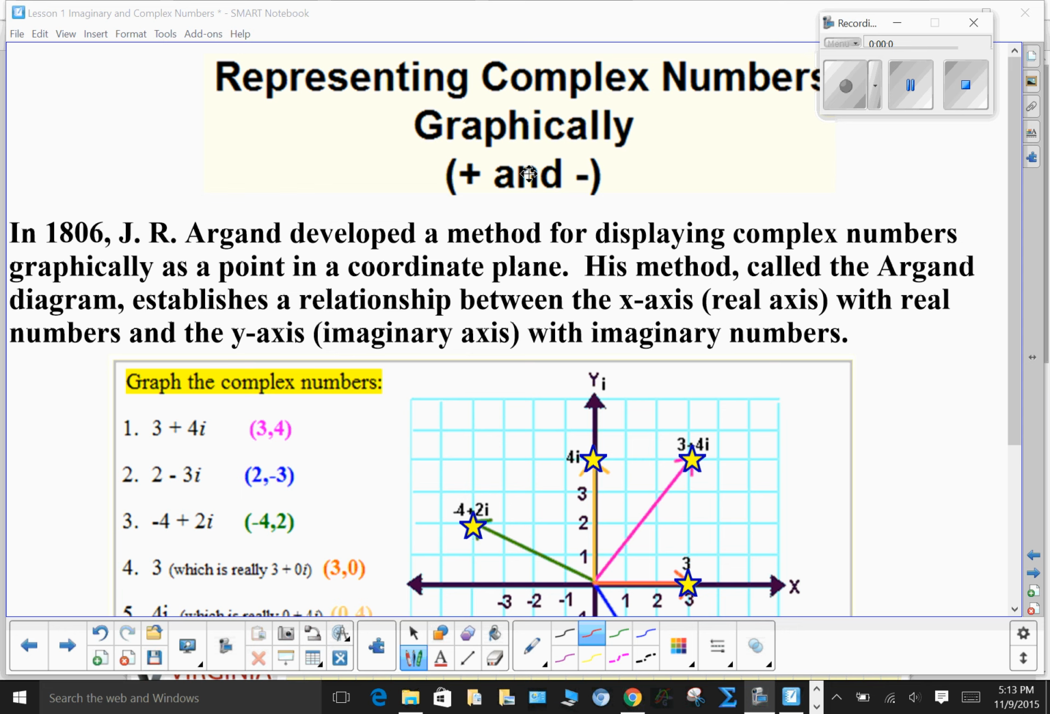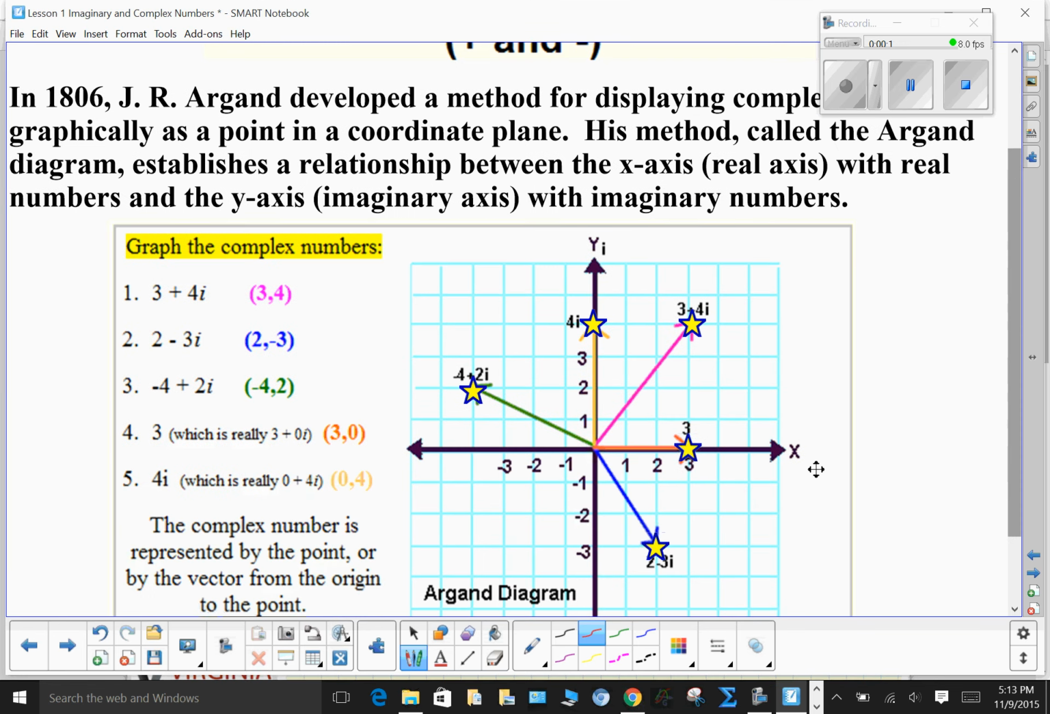Graphically, adding and subtracting them graphically. First off, J.R. Argand developed a method for displaying complex numbers on the coordinate plane, essentially making the x-coordinate the real coordinate, real numbers, and the y is your imaginary. Therefore, 3 plus 4i, you go out 3, up 4i, and there's that number. 2 minus 3i, out 2, down, there's 2 minus 3i.